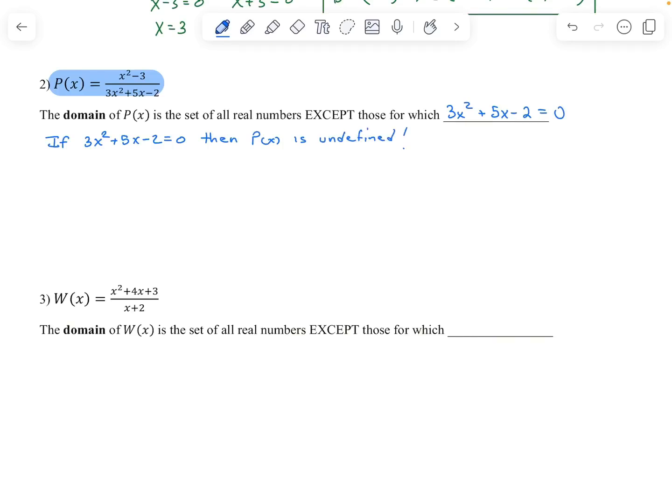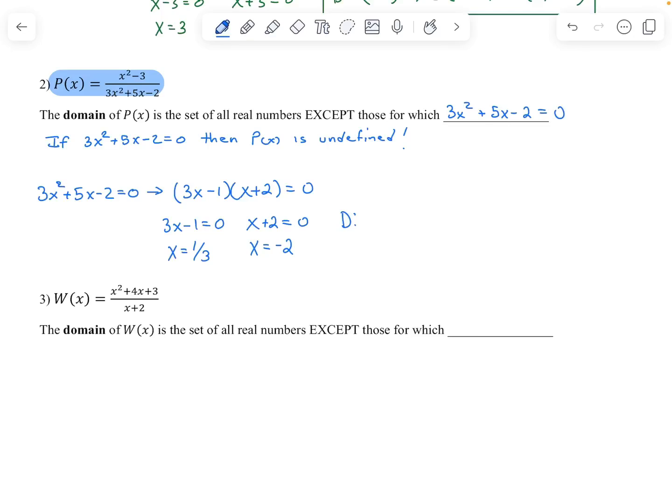Now I'm going to solve this quadratic equation to determine which values of x are not in the domain of p. If 3x² + 5x - 2 is equal to 0, this implies that (3x - 1)(x + 2) is equal to 0. Set each factor equal to 0. Solving the equation on the left, we have x is equal to 1/3. Solving the equation on the right, we have x is equal to -2. So x is equal to -2 and x is equal to 1/3 are not in the domain of p(x).